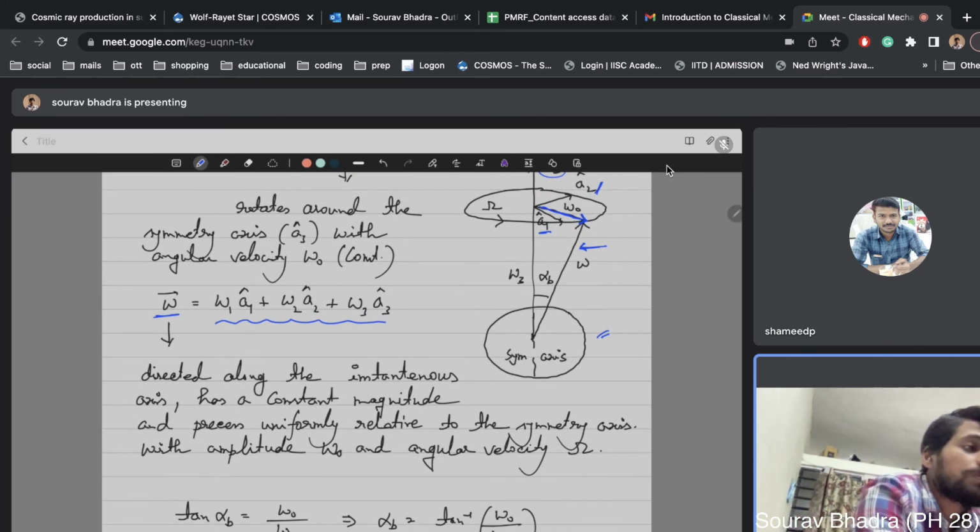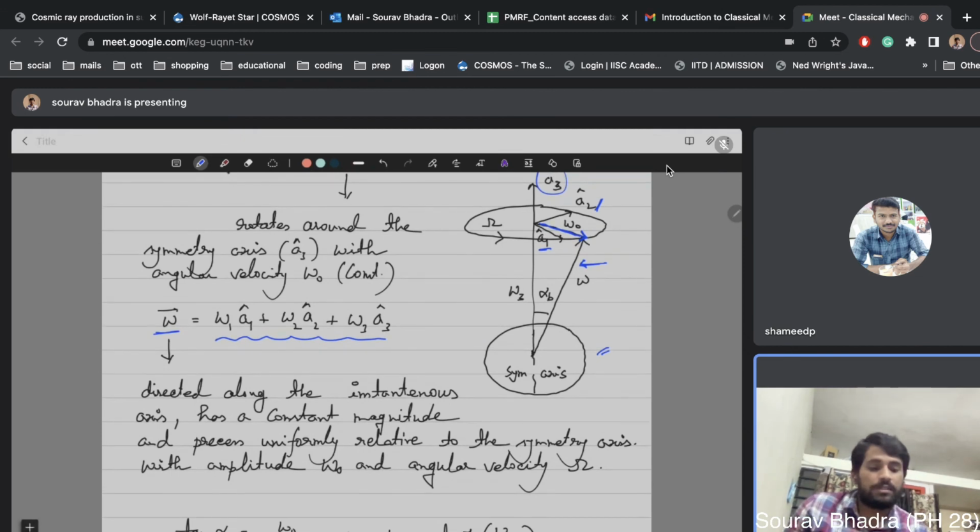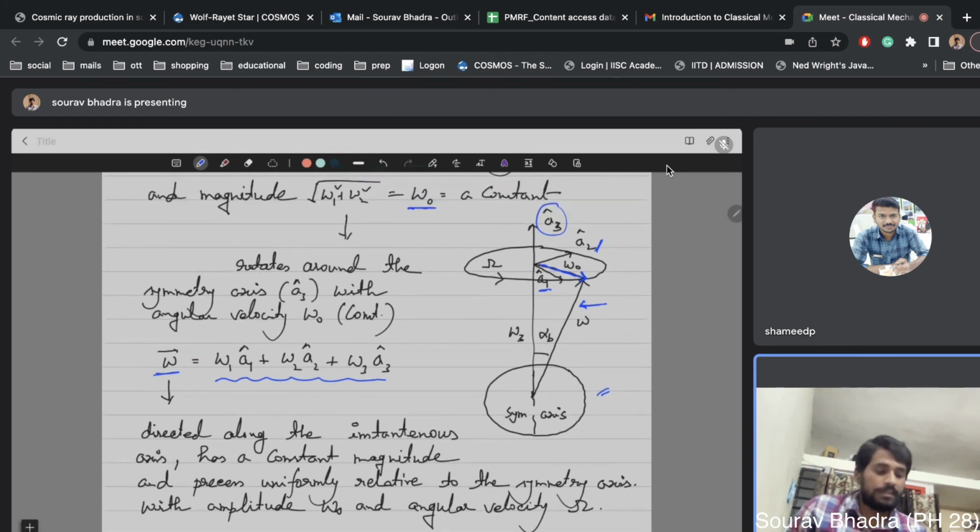But the important thing is that your omega, which is the angular velocity of the system, is making an angle with the symmetry axis, and it has an angular velocity of capital omega. I have written this in this sentence, so read it carefully: this omega is directed along the instantaneous axis and has a constant magnitude.